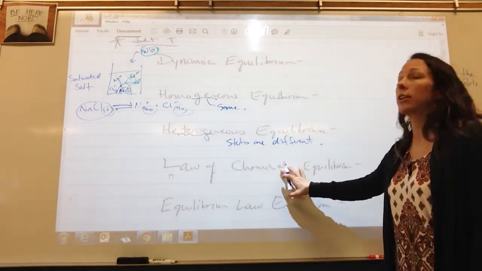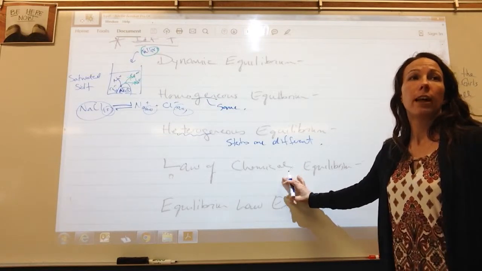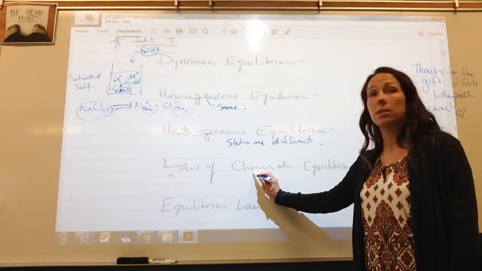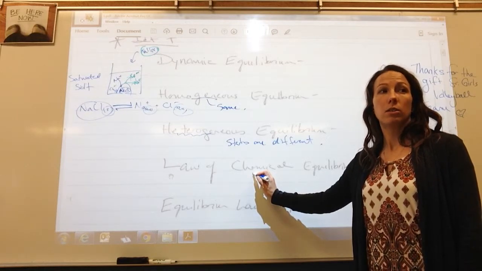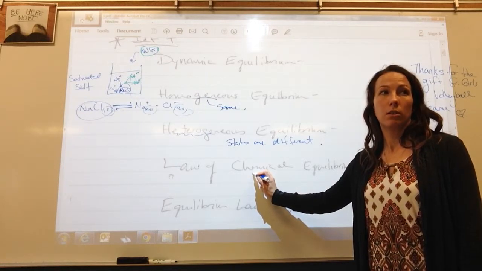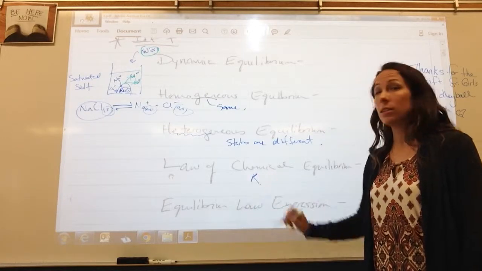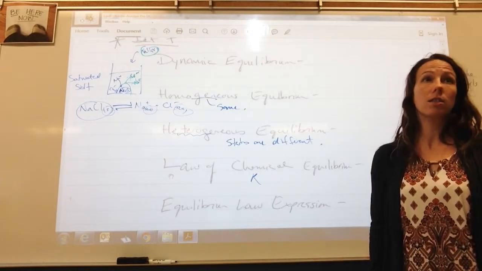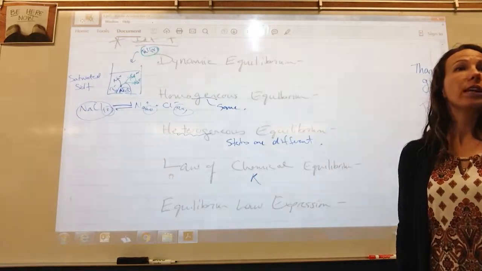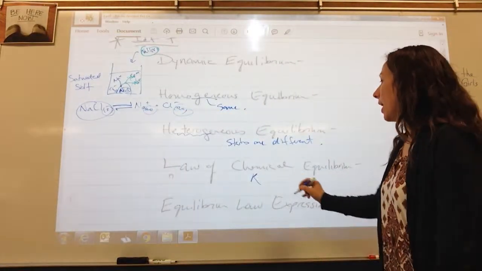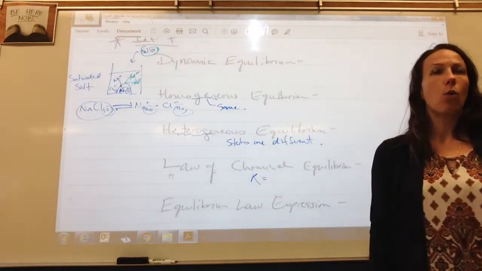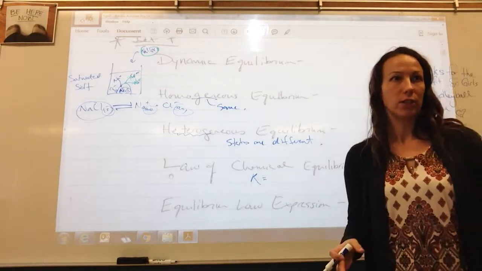Right, law of chemical equilibrium, what did you guys find? We're going to study this a lot today. That an equilibrium has a constant ratio between the concentration of the products and reactants. Good. So there's a constant. We're going to give that constant the letter K for each equilibrium that you find. There's a constant K.